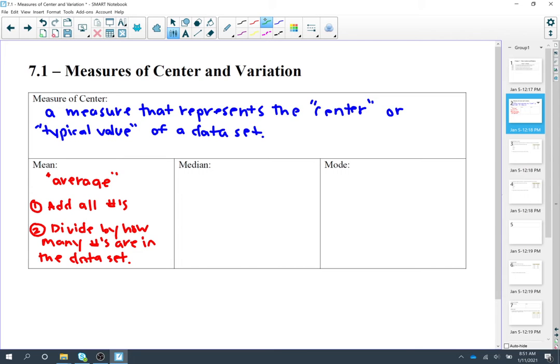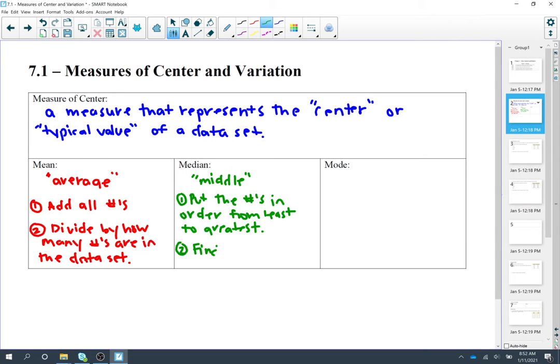Another measure of center is the median, and this is the middle, okay, or the middle number. Now, in order to do this, the first step and the most important step, which we tend to forget, is put the numbers in order from least to greatest. Okay, if everybody's number set is not in the same order, then everybody's going to get a different number for the middle. So first of all, order them from least to greatest, and then number 2, find the middle number. Okay, and you'll see we usually do this by kind of like crossing things out, cross one out on the left, cross one out on the right, etc.